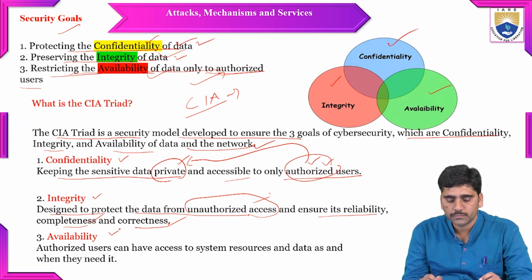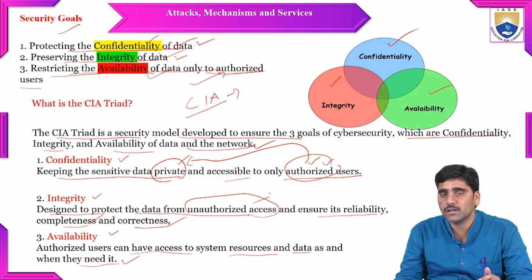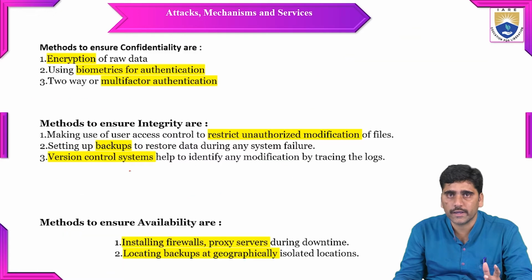And availability: authorized users can have access to system resources and data as and when they need it. Only the authorized users can access the data, so it has to be available, and unauthorized persons are restricted from accessing it. These are the three security goals. To achieve these goals, security models implement different security services against security attacks.